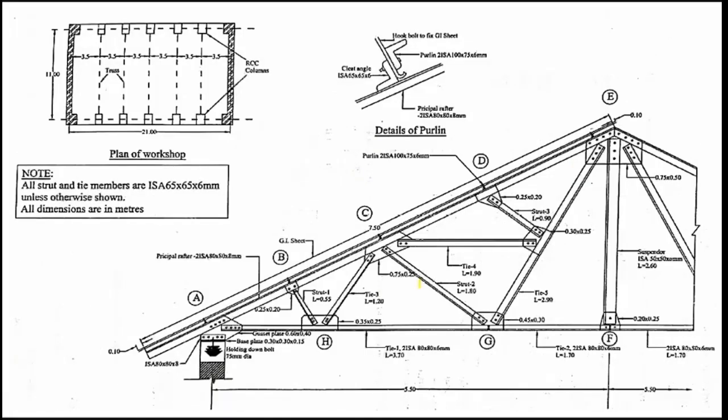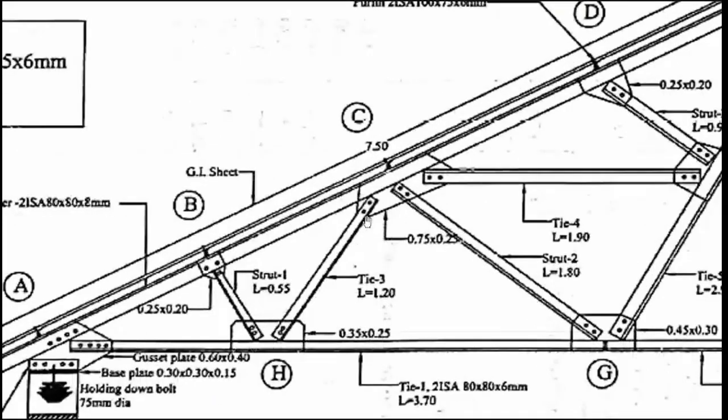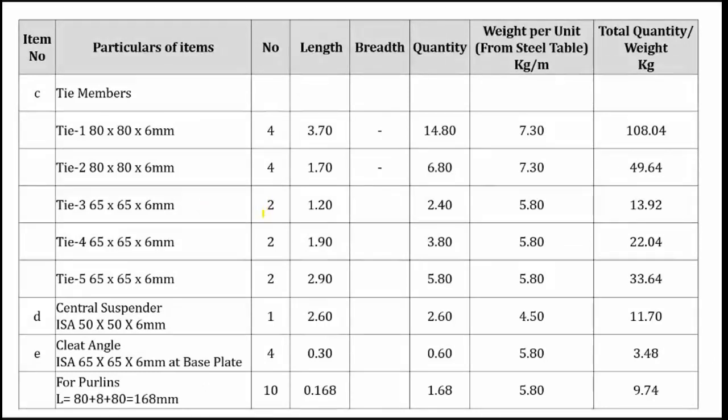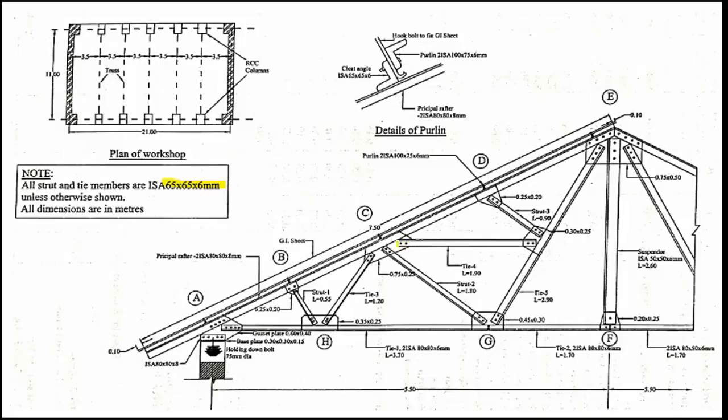Next, we will go to tie member number 3, which is of length 1.2 meters. Right? They have not given the size, that means the size is 65 by 65 by 6. So two numbers we have, this is a single angle, left side one member, right side one member, totally two numbers. Length is 1.2 meters. Multiplying 2 by 1.2, you get 2.4. Weight per meter is 5.8. So we will get the total as 13.92 kg. Next, we will go for tie member number 4.